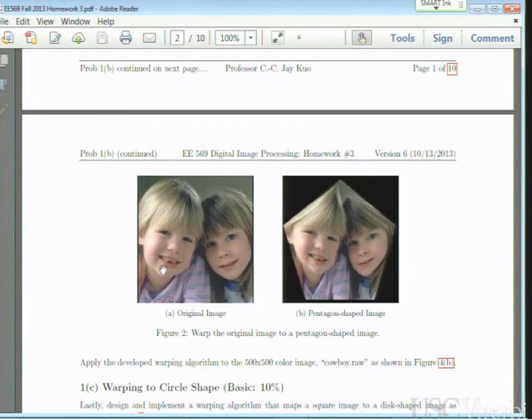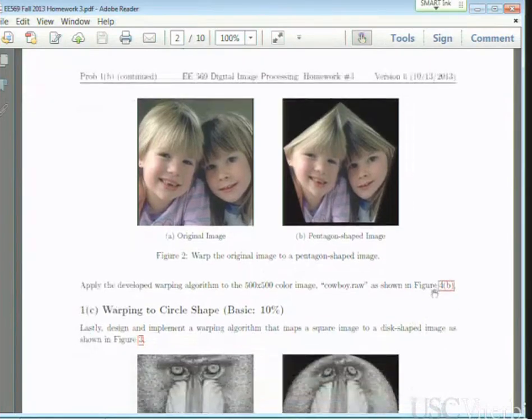Has anyone tried this? Or you haven't started? You will do it this week.